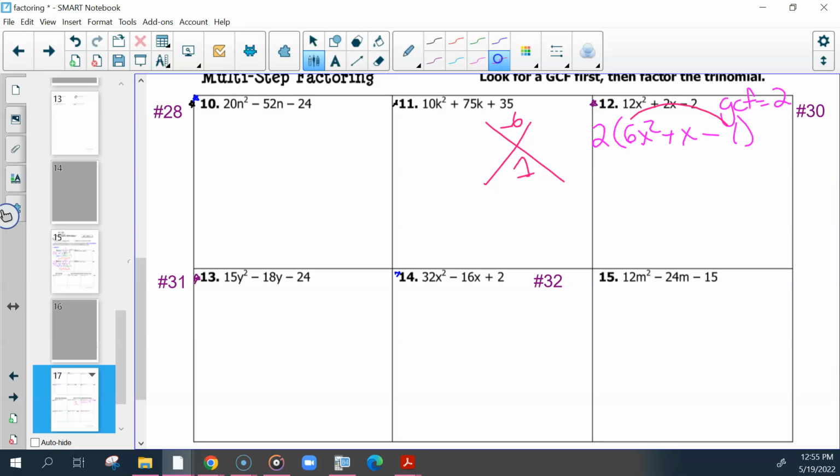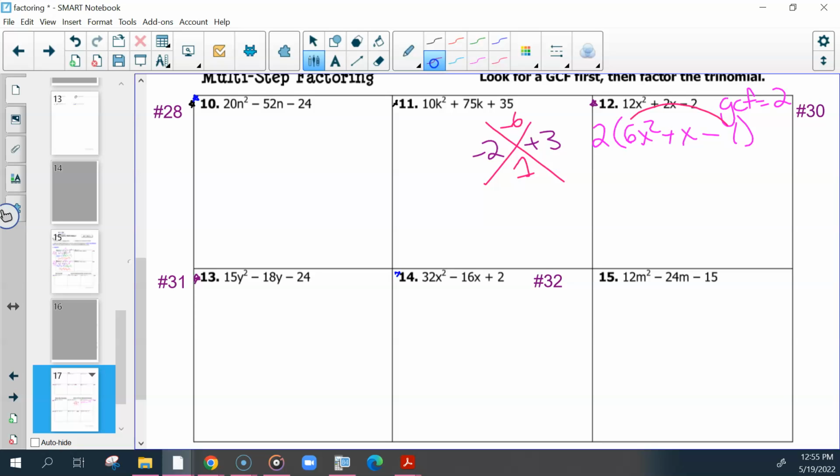Negative 2 and positive 3, that would work. If you find two factors and you're not sure, do that math. Multiply them, see if you get the negative. Add them, see if you get the number you're looking for. If you put negative 3 and positive 2, that would give you a negative 1, so that would not work. We're supposed to get a negative 1. In this case, we're supposed to get a positive 1.